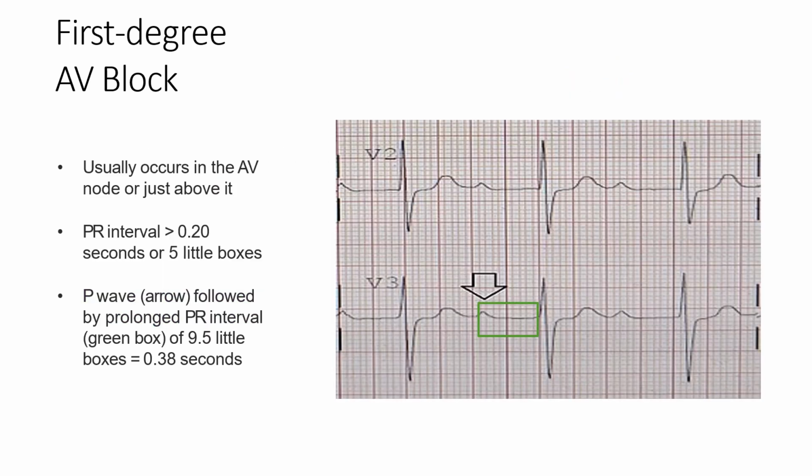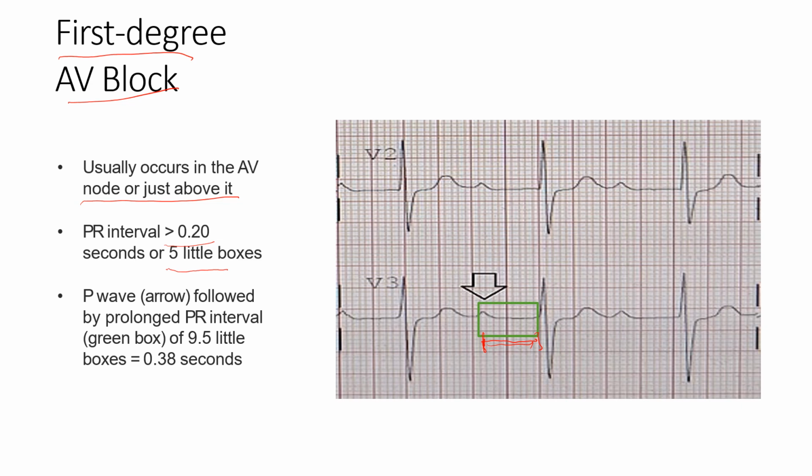So what is the first degree heart block? It usually occurs in the AV node or just above it. The PR interval is more than 200 milliseconds, or you can say more than 5 little boxes. The P wave is followed by a prolongation of the PR. You can see that the PR interval has increased. This is mostly a benign condition. So first degree heart block is a benign condition not requiring any treatment at all.